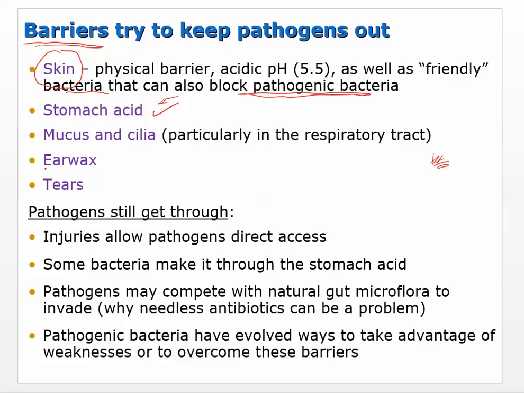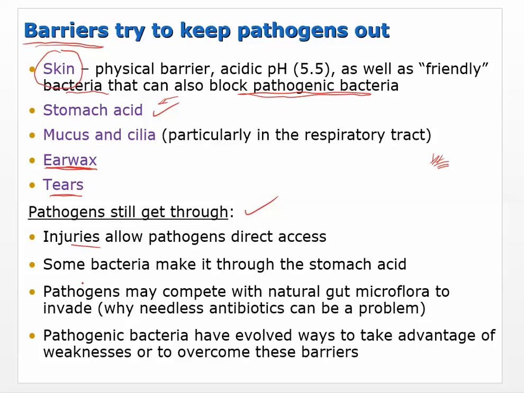Earwax is another secreted substance that can kill and slow down any pathogens. Tears are constantly running across our eyes and keeping any dirt and microbes flushed away. However, we know obviously that pathogens can still get through. Injuries can allow pathogens to have direct access. Pretty much anytime you break the skin with an object, you're going to introduce some kind of bacteria. And so your innate immune system is going to have to deal with that. And we've already talked a little bit about inflammation and what happens in that response.